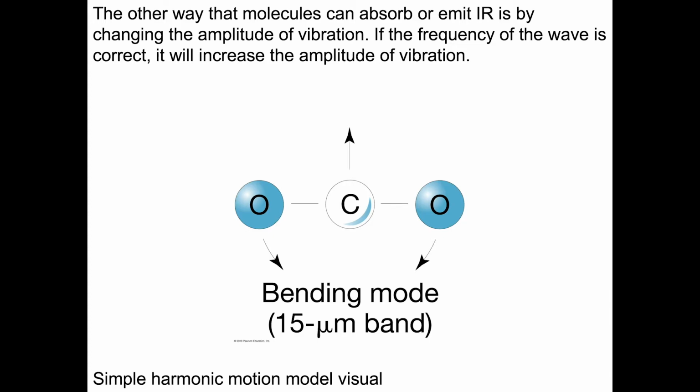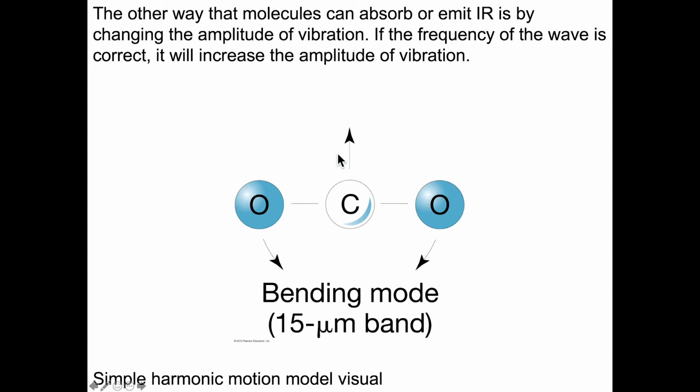If the frequency of the wave is correct, it'll increase the amplitude of vibration. So again, this type of bending, this spring action of a molecule is going to be sensitive to particular wavelengths of radiation, insensitive to others. So one model you can look at is what's called a simple harmonic motion model that is pretty similar to this. So again, we're going to take a center object here and two nodes to the right and to the left, and these are going to flex upward and downward.